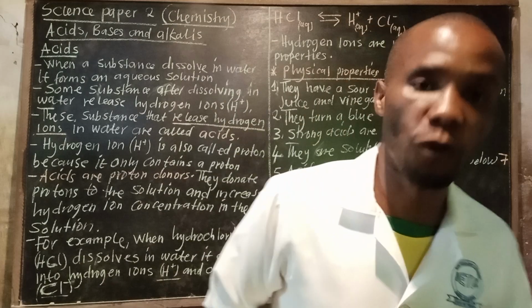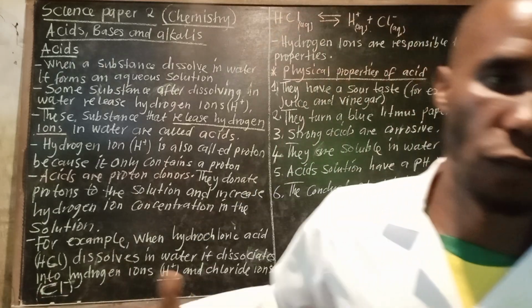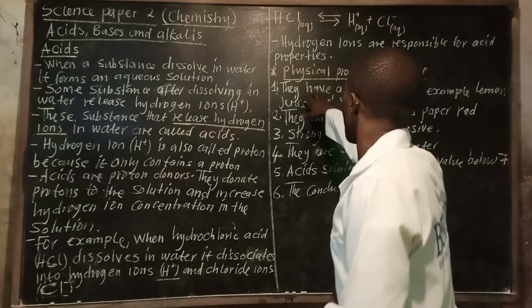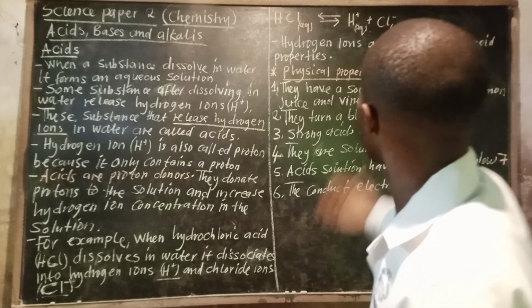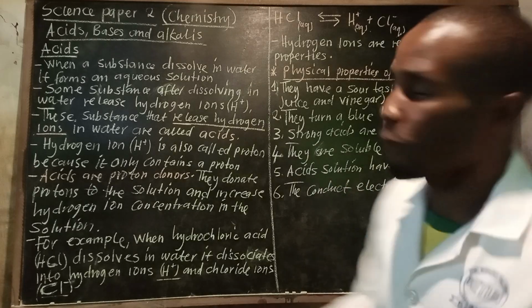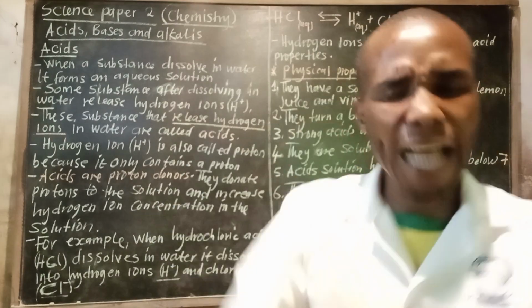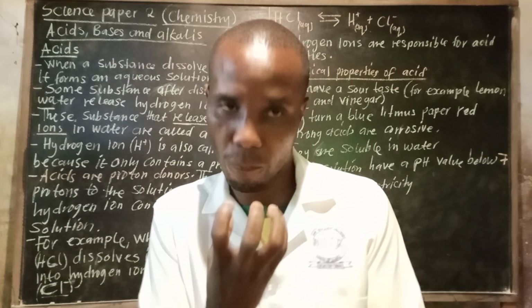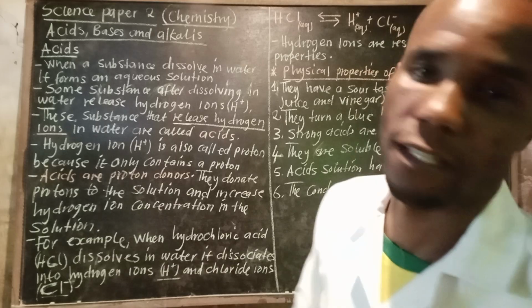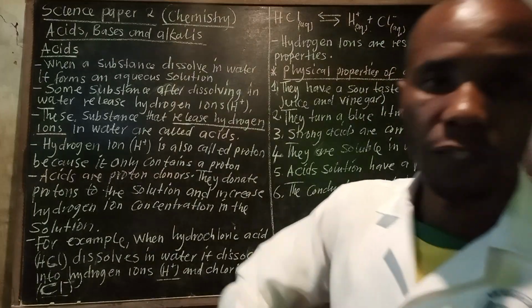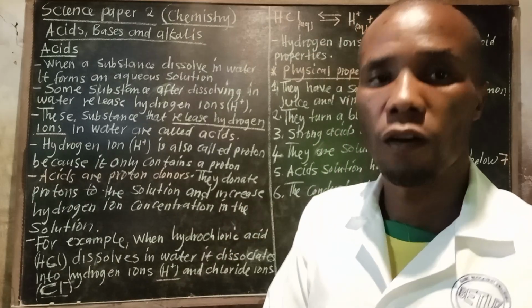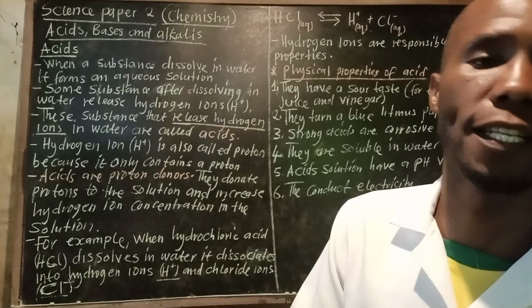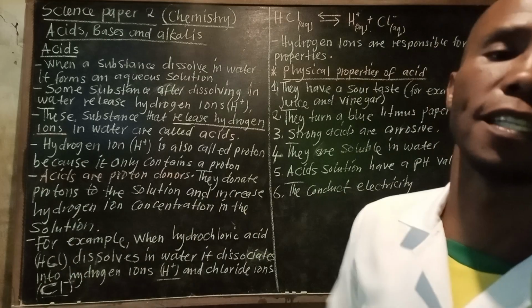Now let us quickly go to the properties of acids. We are starting with the physical properties of acids. The first one: they have a sour taste, for example lemon juice and vinegar. When you taste them, they feel sour. Nature has even given us things that act as acids. One of them is lemons, and the other one is vinegar. Lemons taste sour, therefore that is an acid.